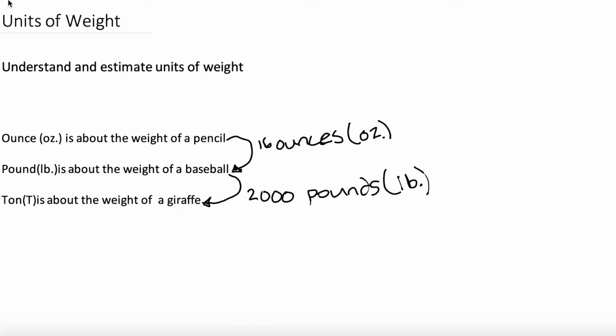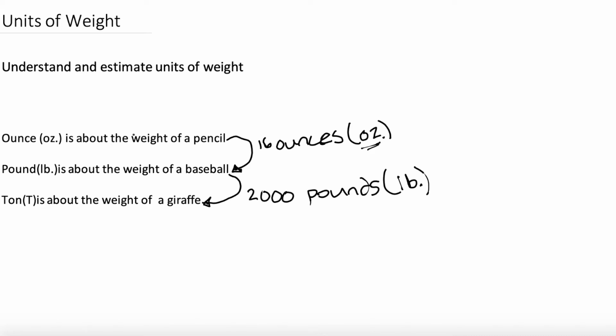Today we'll be talking about units of weight. First, before we go through our lesson, I'm going to talk about our lesson objective and the different units of weight. So the first one is ounce. It's the smallest one. It is abbreviated as OZ, so whenever you're saying it in a sentence and you don't want to write the whole word, you say OZ.